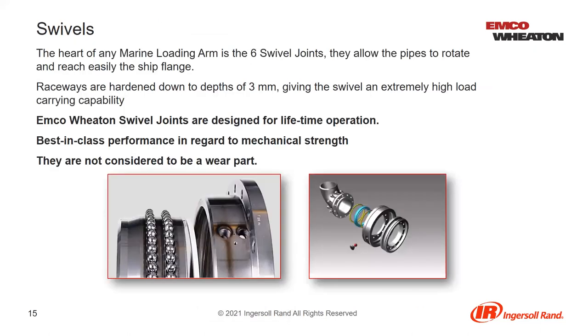Main and integral part of our loading arms, as already stated in the beginning, are our swivels. So this is the basic part which allows our loading arm to move and to follow the ship movement. Also here we have different designs for different applications, designs with normal steel, with stainless steel, some special swivels for high pressure applications, and so on. But something special is that here our raceways are hardened down to a depth of 3 millimeter, and the raceways are completely incorporated in the swivel itself.